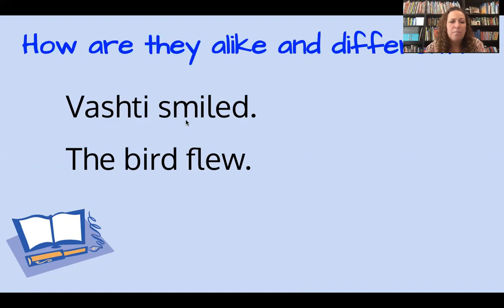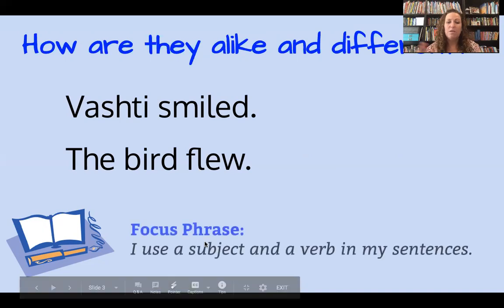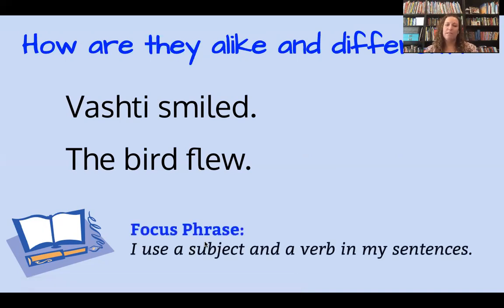Now, let's see. Vashti smiled. The bird flew. We know when Vashti smiled, the subject is Vashti. The verb is smiled. What's the subject in the bird flew? Who or what is that sentence about? Yeah, the bird. And what did the bird do? Flew. So we use a subject and a verb in our sentences. Let's say that focus phrase together. I use a subject and a verb in my sentences.